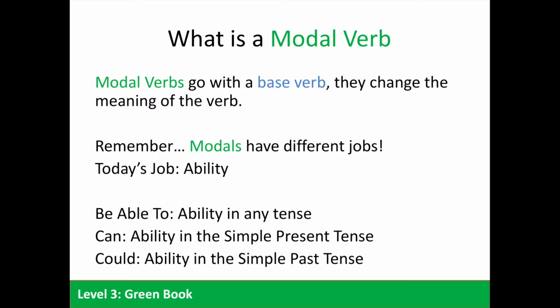Be able to can be used in any tense to talk about ability, whereas can is used to talk about ability in the simple present tense, and could is used to talk about ability in the simple past tense. This will be really important to keep in mind as we go through the lesson.